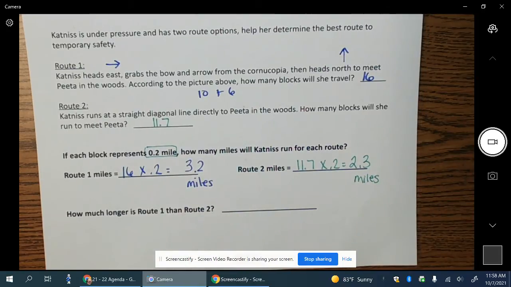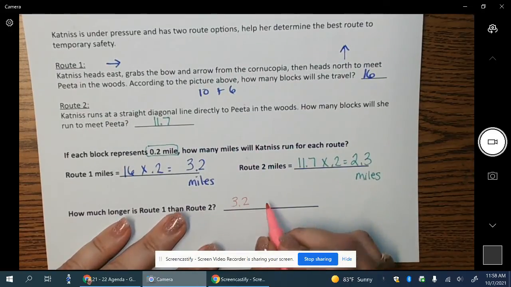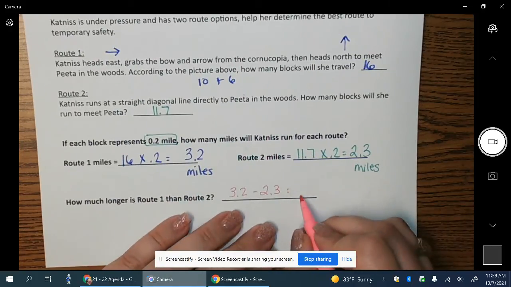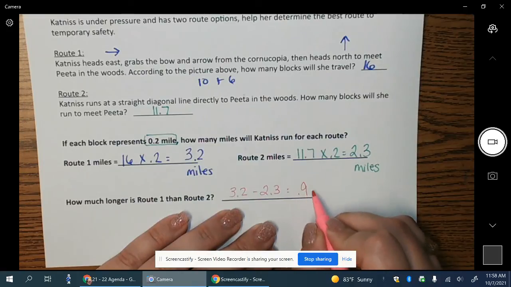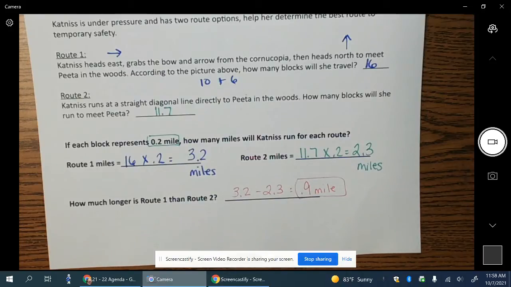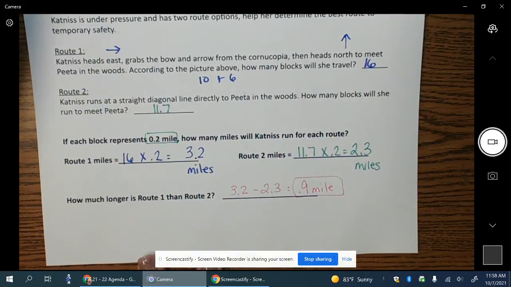The question says, how much longer? What does that mean? Subtract. I'll show you in a minute. 3.2 minus 2.3 is 0.9 of a mile. So almost a mile difference. Everybody good? All right. So be careful when it asks you to scale. Is the scaling hard? No, it's just one extra step.